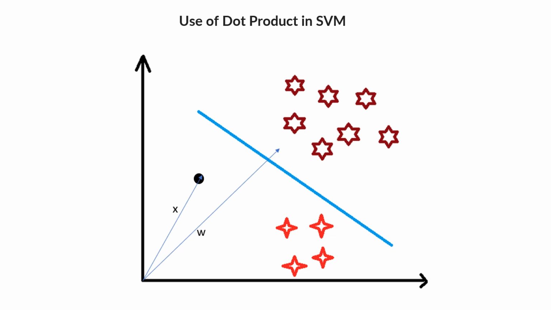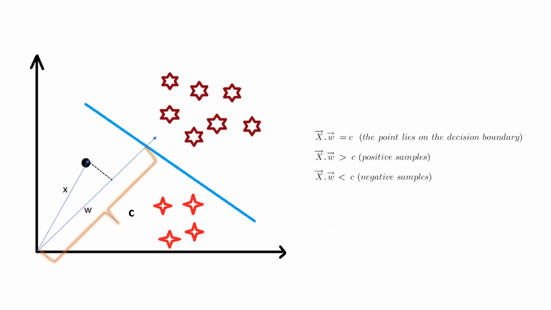Now we take the projection of the x vector on w. We already know that the projection of one vector on another is called the dot product. Hence, we take the dot product of x and w vectors. If the dot product is greater than c, then we can say that the point lies on the right side.